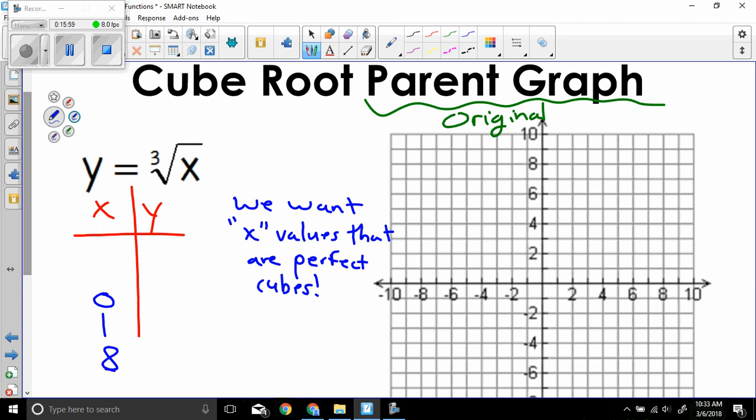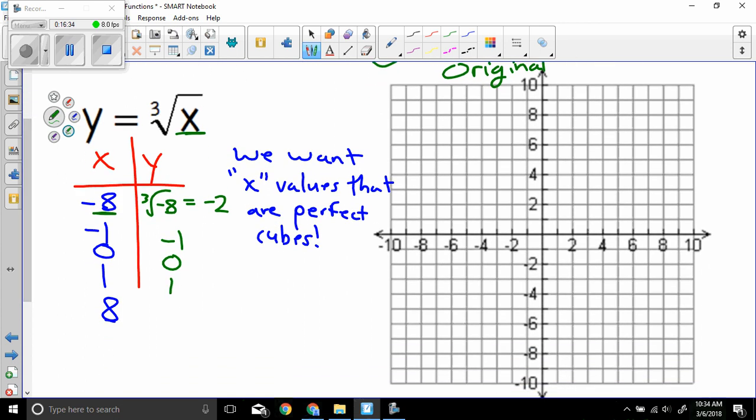Question is, can I do negatives? Yeah, I think I can do a -1. Cube root of -1, that's just -1. What's the cube root of -8? Well, that's -2. Okay, let's see what this is all about. So I'm taking this -8 and plugging it in right here. What's the cube root of -8? Something times itself 3 times gives me -8. That is -2. So -1, what's the cube root of -1? Well, that's just -1. What's the cube root of 0? 0. What's the cube root of 1? 1. What's the cube root of 8?